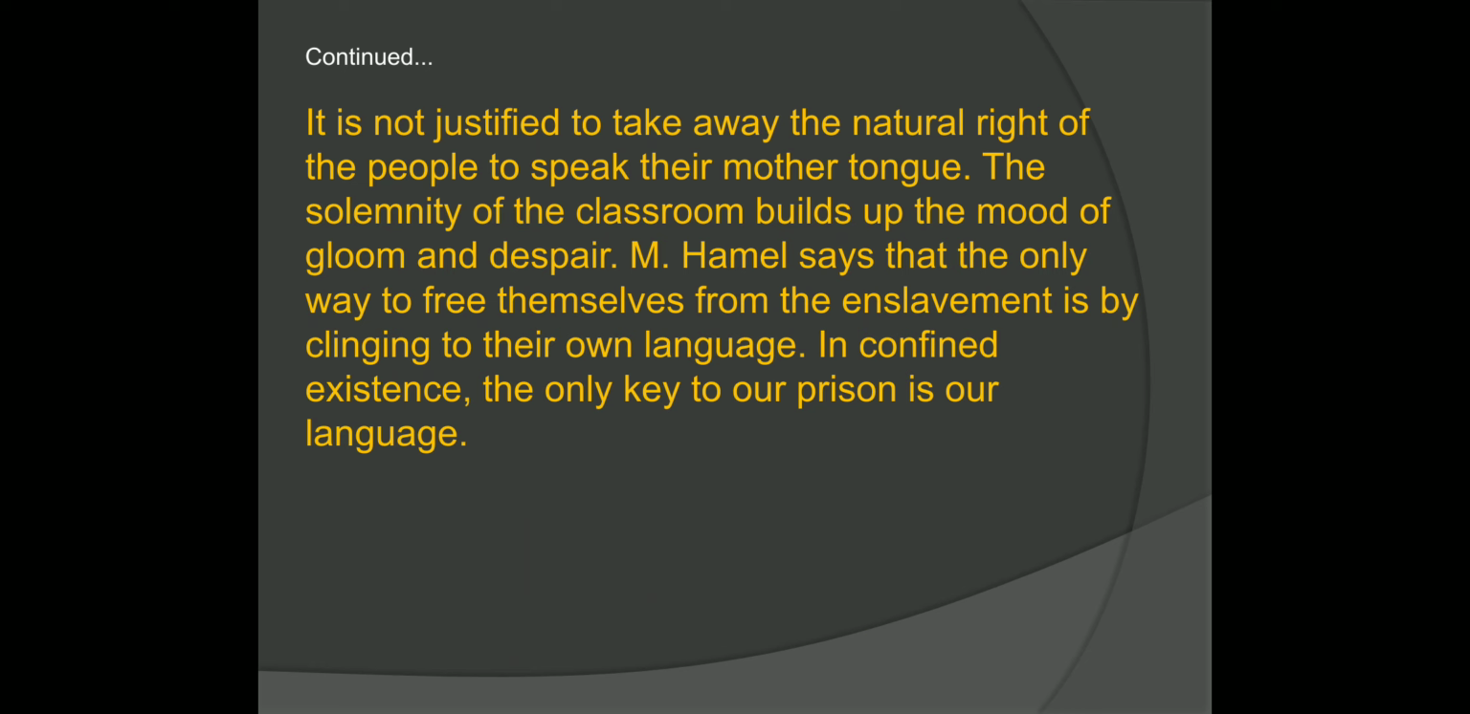So it is not justified to take away the natural right of people to speak their mother tongue. The solemnity of the classroom builds up the mood of gloom and despair. M. Himmel says that the only way to free themselves from the enslavement is by clinging to their own language. In a confined existence, the only key to our prison is our language. Yes, it is true that if we ever want to be free or to communicate among our people, then our language is the only tool.